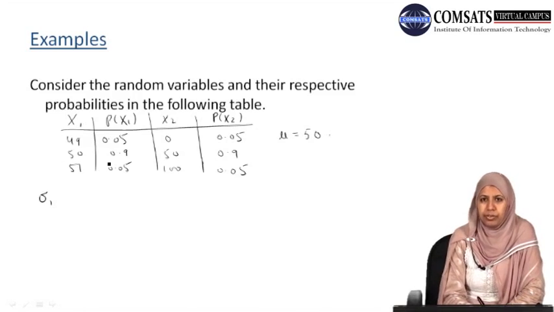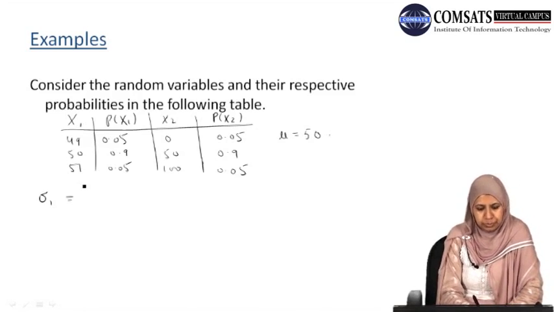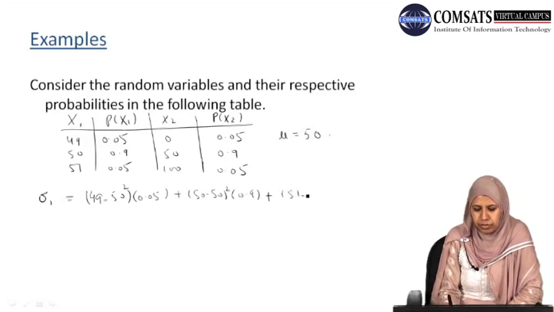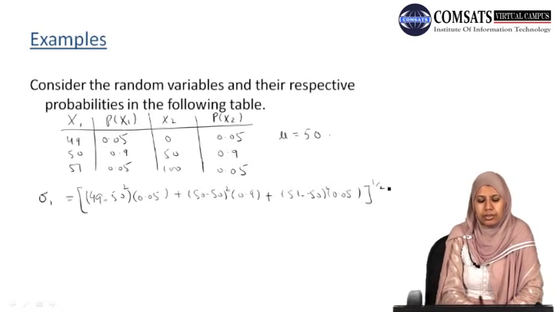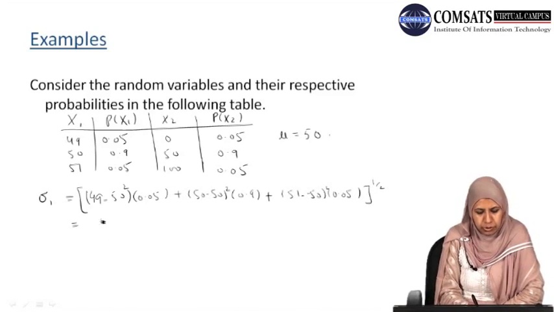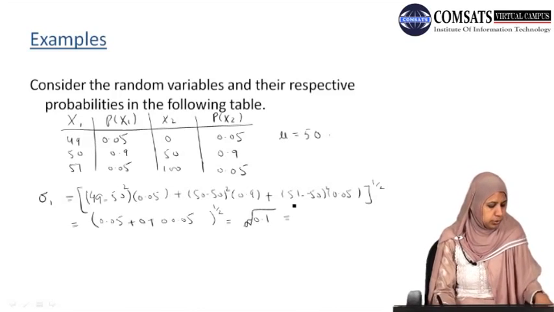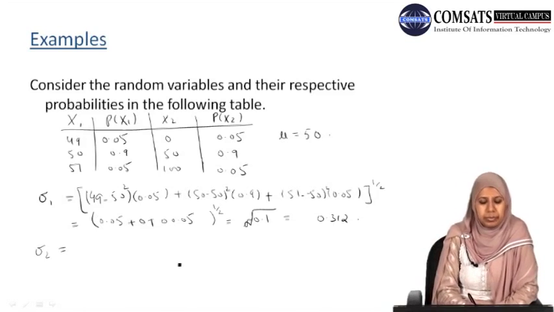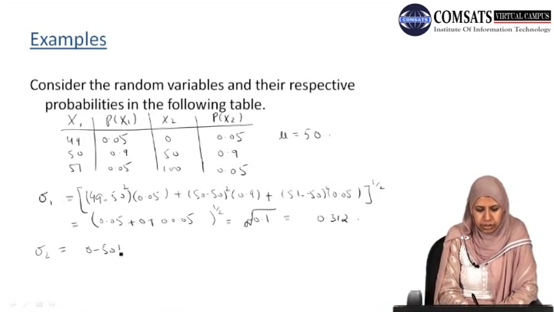So the standard deviation sigma 1 for the random variable x1 will be equal to (49 minus 50) square into 0.05 plus (50 minus 50) square into 0.9 plus (51 minus 50) square into 0.05, whole to the power 1 by 2, or whole under root, which is equal to 0.05 plus 0 plus 0.05, that is 0.1 under root, which is equal to 0.312.